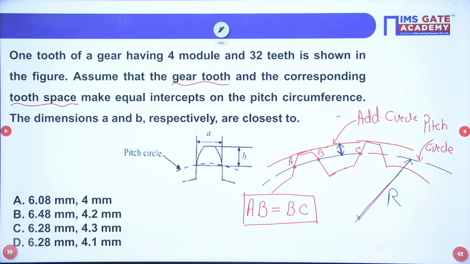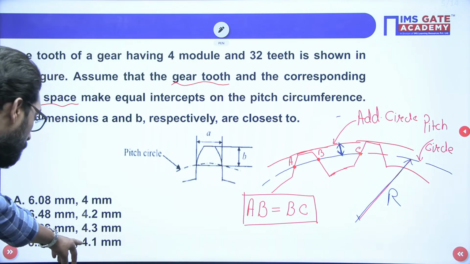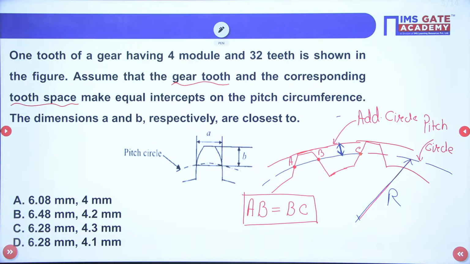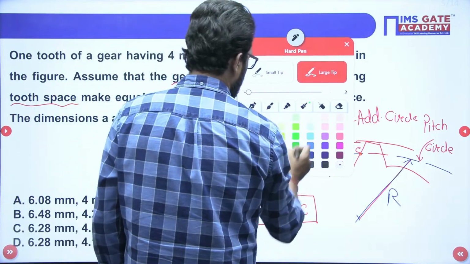So 4.08 is closest to 4.1. It is closest to 4.1. So option D is correct. Option D is correct. Okay.